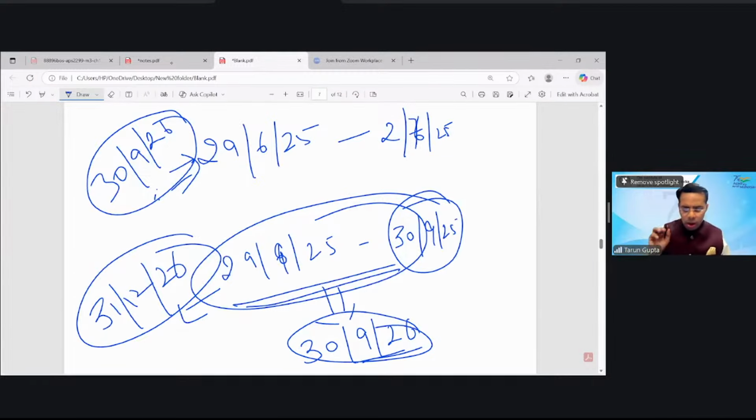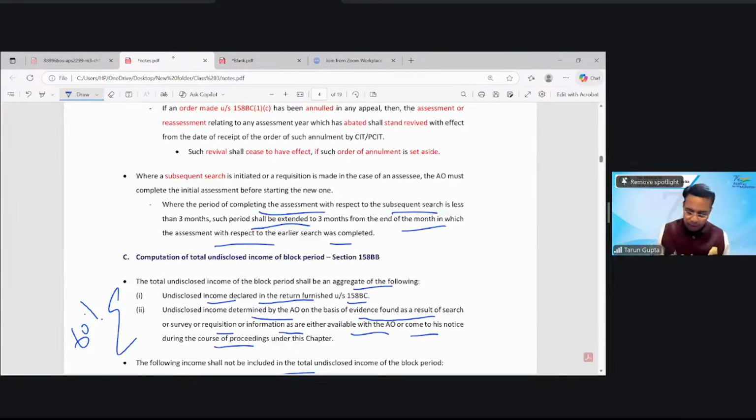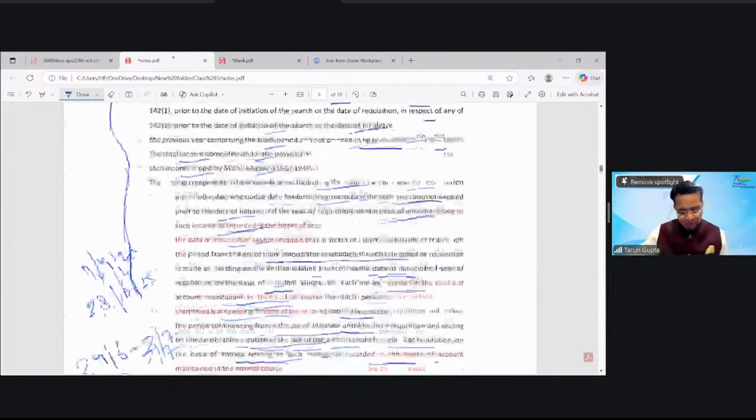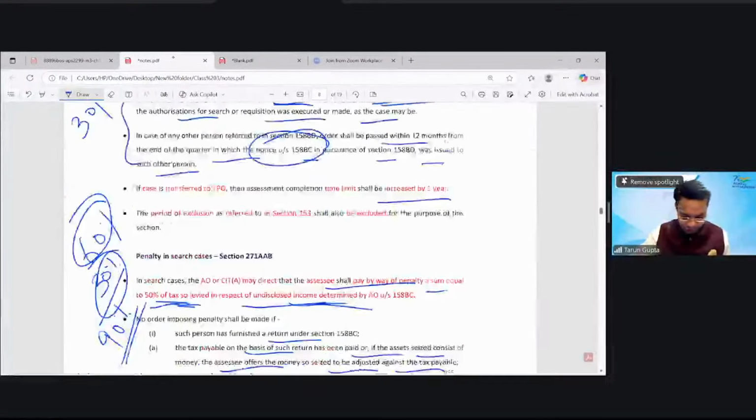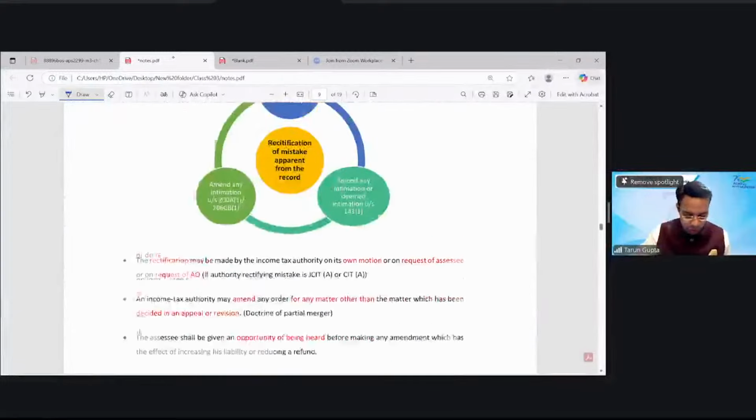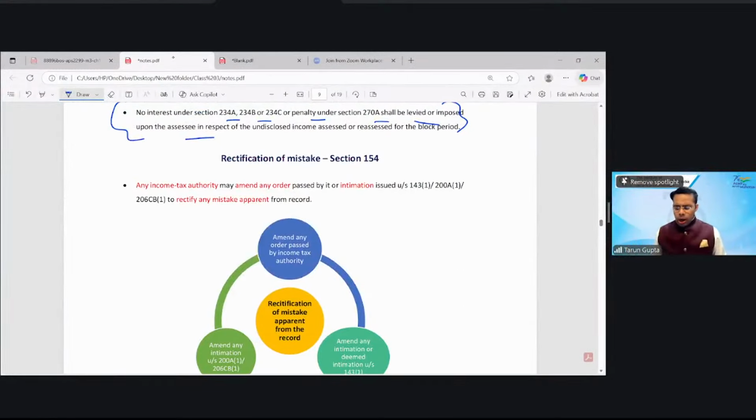Okay. So, friends, this completes my search part, the assessment of search. I hope you understood. Now, the next important topic, very much relevant from a practical point of view, is rectification of mistake. Okay.